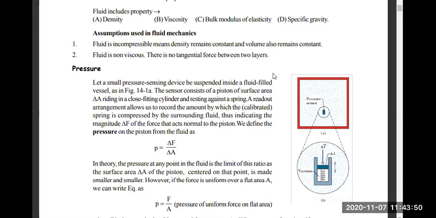Now, when you talk about liquid, just think about it. Suppose you put something inside the liquid and you want to find the pressure on this object. How is this liquid applying pressure on this object? Think about it. Suppose I want to find the pressure at this point. How can we find it?